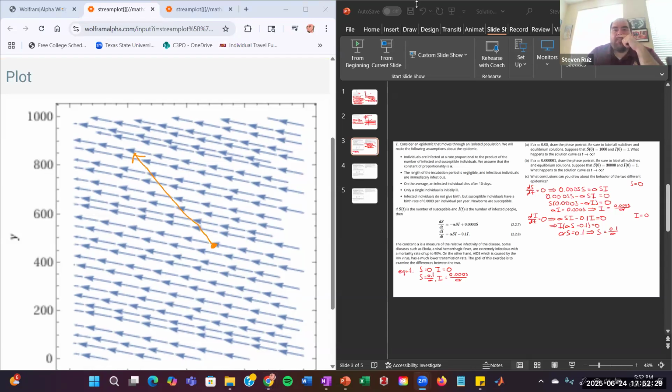So let me clear my annotations. And we said we're going to find equilibrium conditions. Let's go ahead and find those specifically now. By annotations.